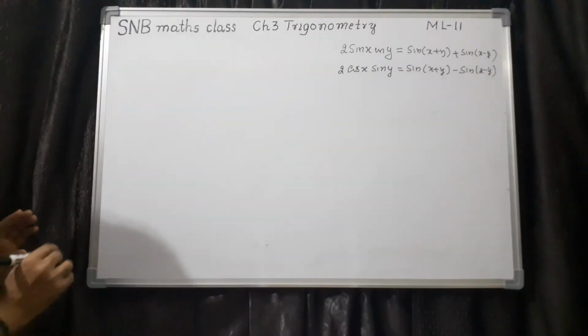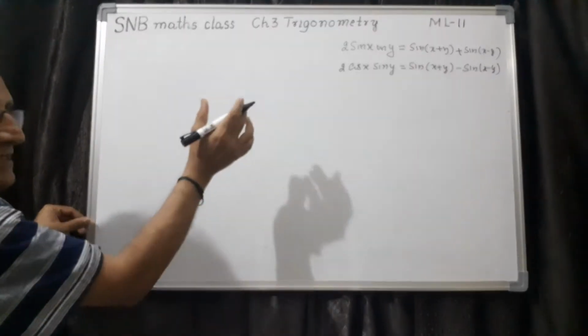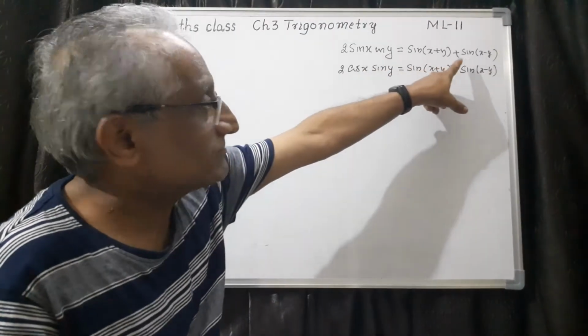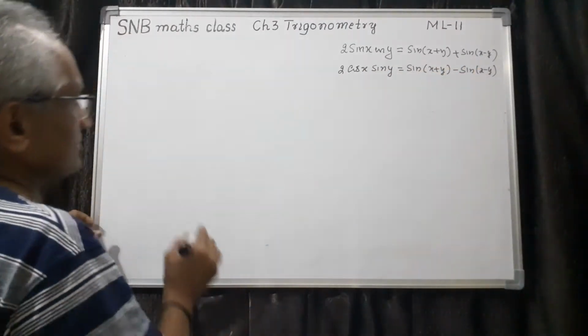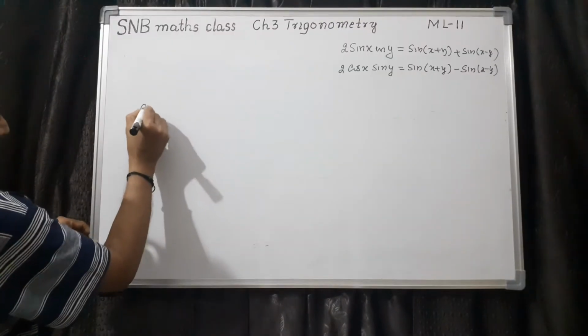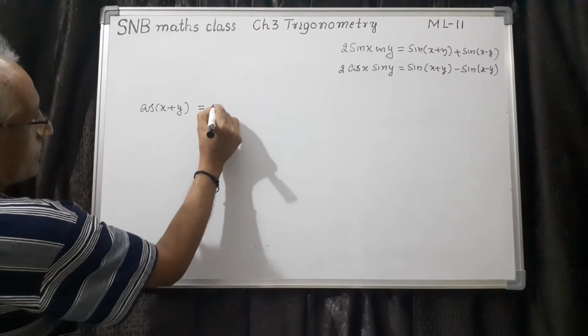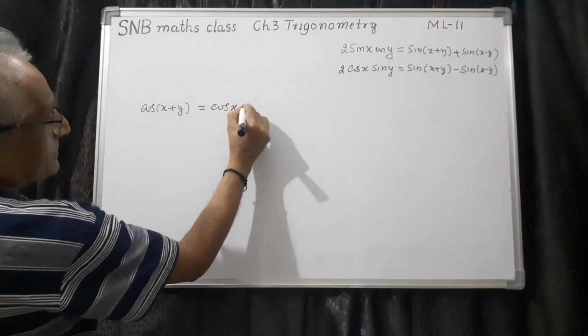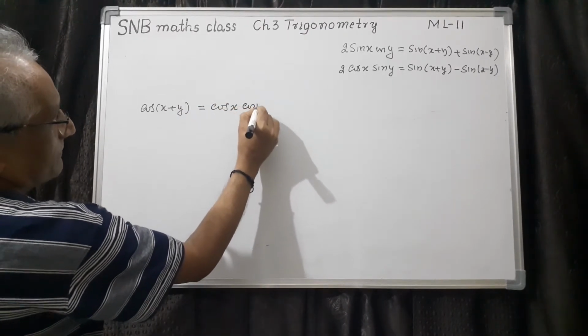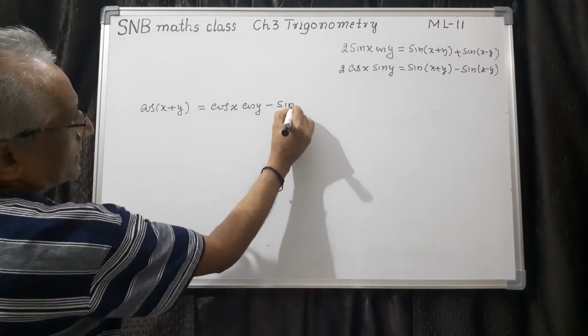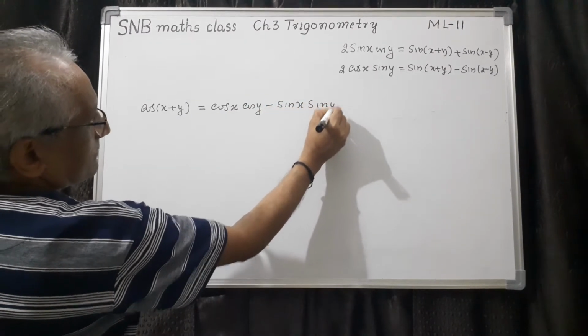Now let me give another set, same thing. Here we have used the sin of x plus y formula. Let us take cos of x plus y. For example, cos of x plus y, we know that it is equal to cos x cos y minus sin x sin y.